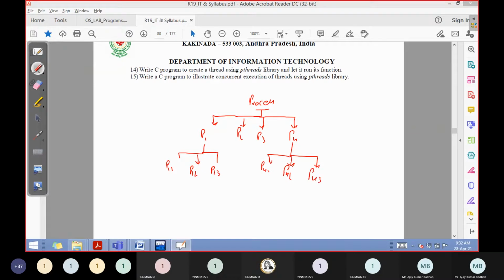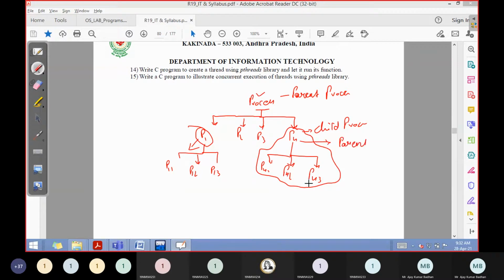Now what happens here? If this is a main process which is creating sub processes, and each sub process is again creating sub processes, we can call this a parent process, and this becomes a child process. But when you consider this portion, this P4 will be acting as a parent, and this will be acting as the child process.